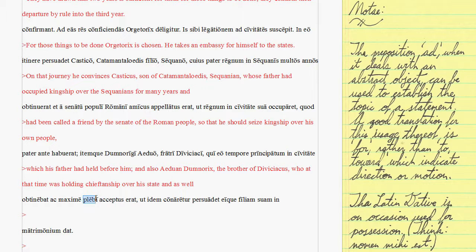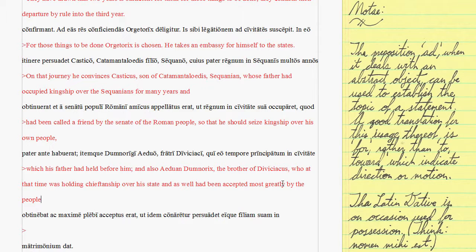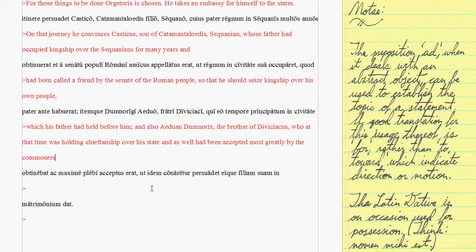maxime, most greatly, as an adverb there, plebe in the accusative, or ablative there, and as well, had been accepted or taken up. We'll say accepted because it deals more figuratively with the people. He's been accepted by the people most greatly. So he seems to be in stable control of his state. Unlike this situation back here where they're talking about some shifts in reign and whatnot. Greatly, most greatly, by people. And I guess plebe really should be commoners. The plebeians and the patricians, if you know anything about those distinctions.